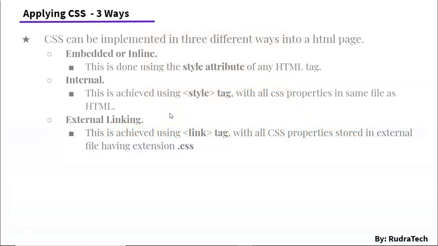First is embedded or inline. This is done using the style attribute of any HTML tag. Then there is internal. This is achieved using the style tag with all the CSS properties in the same file as the HTML. Then there is external linking. This is achieved using the link tag, with all the CSS properties and classes stored in an external file having the extension .css. Now let's go and see how it is actually done.